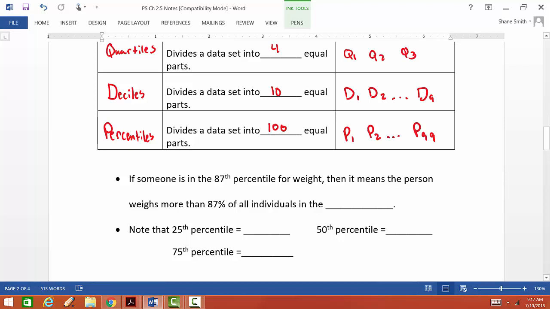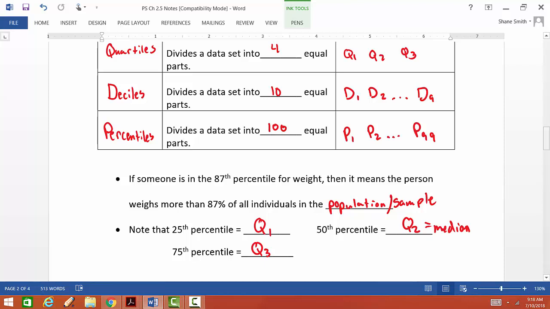But anyway, percentiles. If you're in the 87th percentile for weight, that means you weigh more than 87% of all individuals in the population or sample, depending on what you're talking about. And also, the percentile just allows you to be more accurate. So the 25th percentile is the first quartile, the 50th percentile is the second quartile, which is also known as the median, remember, and the 75th percentile is the third quartile. That's basically percentiles.